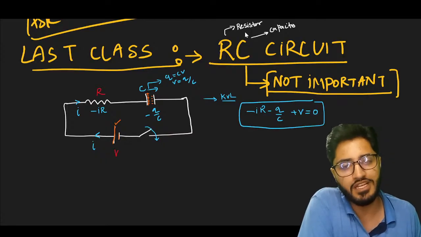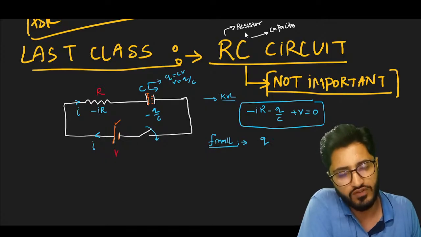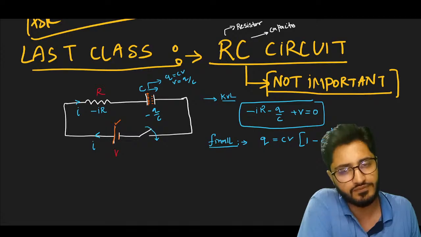If I need my charge Q, the final expression that you need for any numerical, the derivation is not important. So Q is equal to CV times 1 minus e to the power minus T by RC.